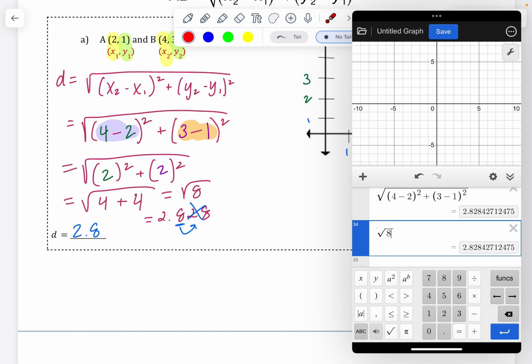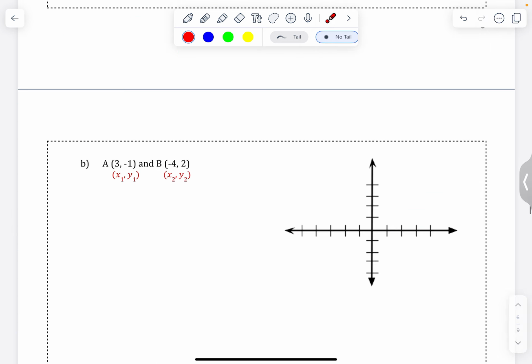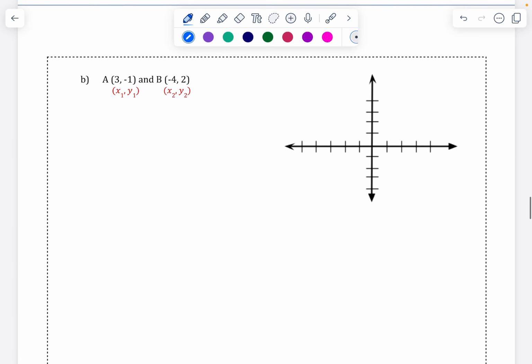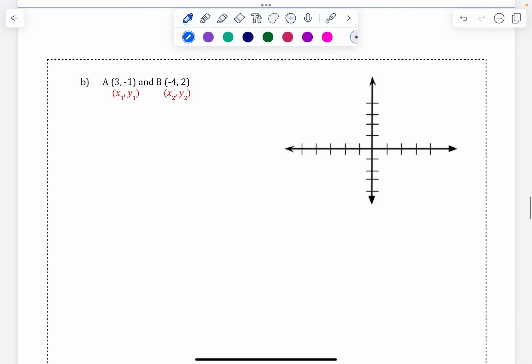So let's go ahead and try the next example. Part B says I have 2 points. I have point A, which is 3 comma negative 1, and then point B, which is negative 4 comma 2. Let's start by plotting point A. Point A is 3 comma negative 1. I'm going to start with my x-axis. I'm at 1, 2, 3, and I'm going to go down negative 1. So here's negative 1, negative 2, negative 3. Down negative 1, there's point A.